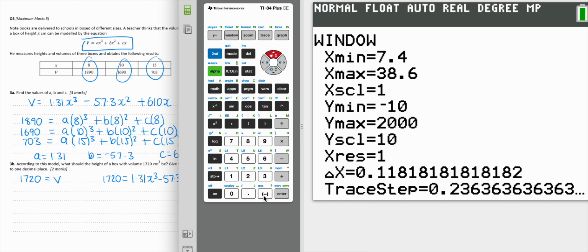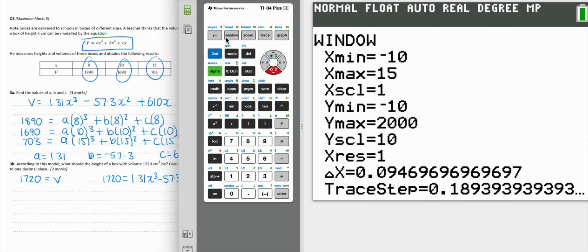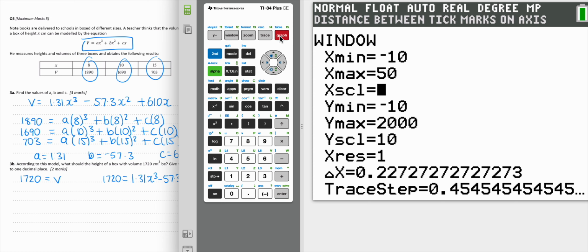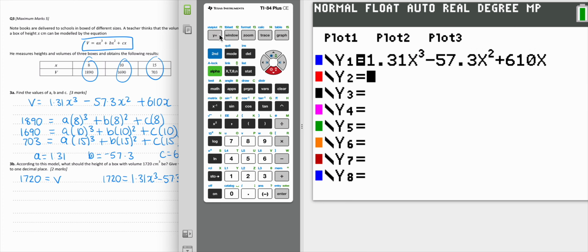And then the same with the x values, and the x values seem to go as high as around 15 on the question. So let's try that to start with. Okay, I'm going to go back to my window and I'm going to change this to 50. Okay, so now we can see the full cubic and we know roughly what a cubic shape should look like. We're now going to go back to the y equals and we're going to type in the 1720.